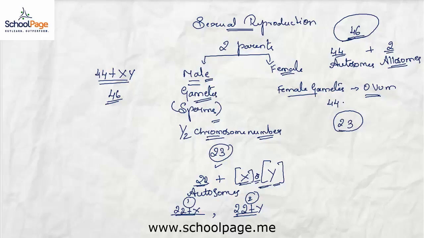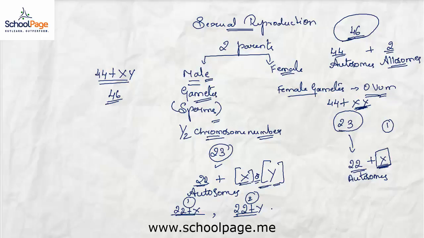Females will have 44 chromosomes or autosomes and 2 allosomes which will be X and X. So here you can see there are 2 X. So a female will produce only one kind of gamete, that is 22 autosomes plus X, because there are 2 X chromosomes here. X is a sex chromosome. So 22 autosomes plus 1 X chromosome. Here there is only one kind of gamete produced from the female.